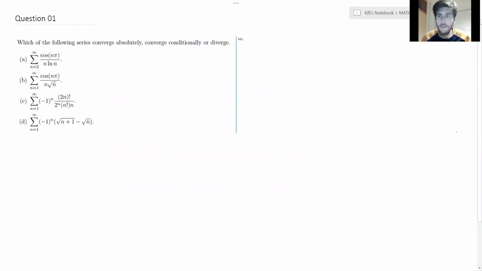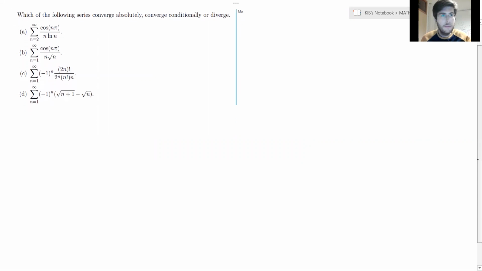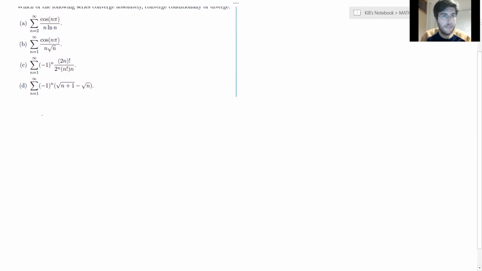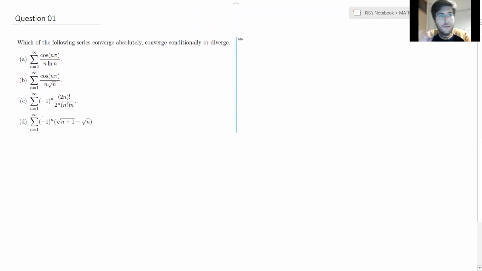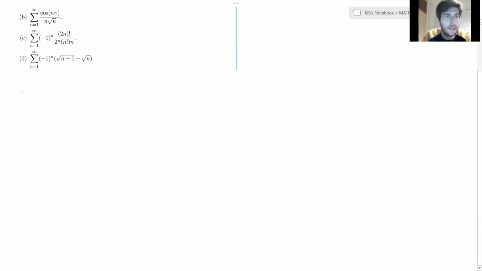So the first problem has several parts. As you see, we have a bunch of series, and we are going to try to understand the behavior of those series. I mean, we try to understand which of the following series converge absolutely, or converge conditionally, or maybe some of them diverge. So we will try to understand those behaviors. Let's see part A.